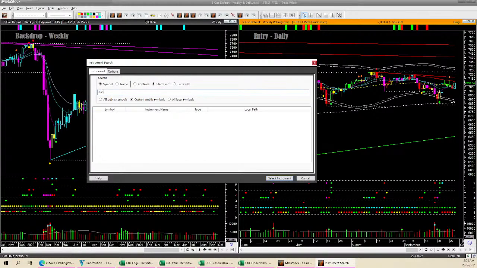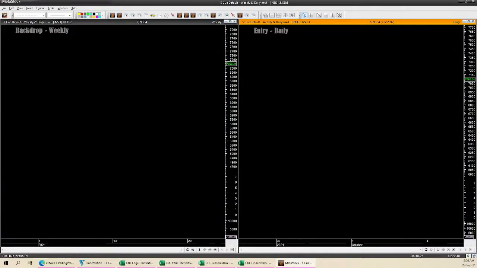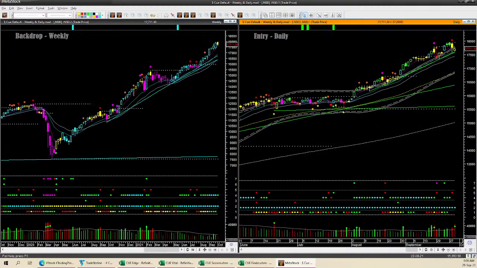And lastly, India's Nifty 50 index is continuing to remain the strongest of the global markets in a clear uptrend, too close to the upper boundary to take new long positions, but it is in an uptrend. That was a look at the global markets.